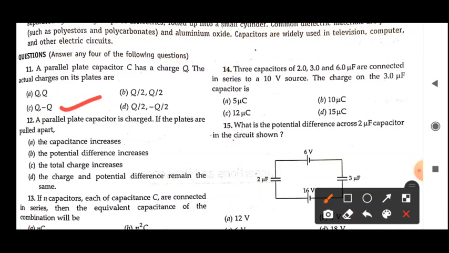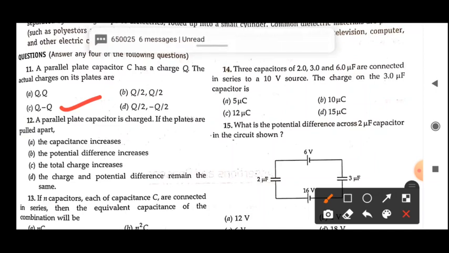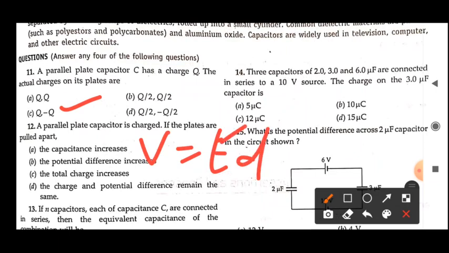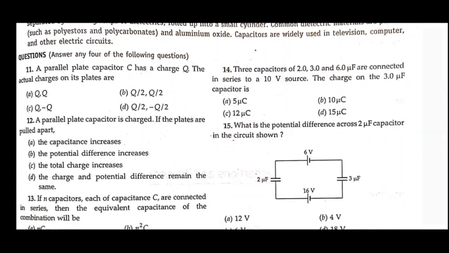Now second, a parallel plate capacitor is charged. If the plates are pulled apart, then capacitance increases, potential difference increases, charge increases, or the charge and potential difference remain the same. Here, the potential is equal to E into D. As it is given that the plates of the capacitor are pulled apart, if you increase the distance, then the potential difference will start to increase. So our second option is correct here.